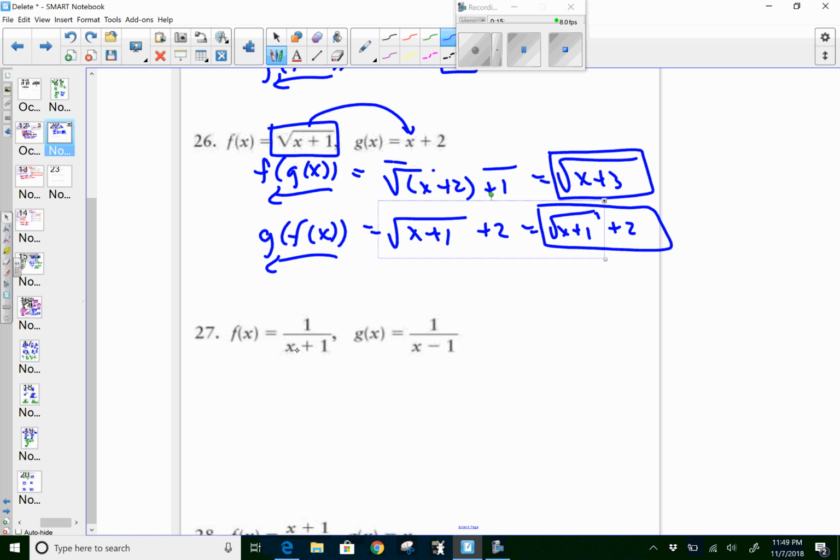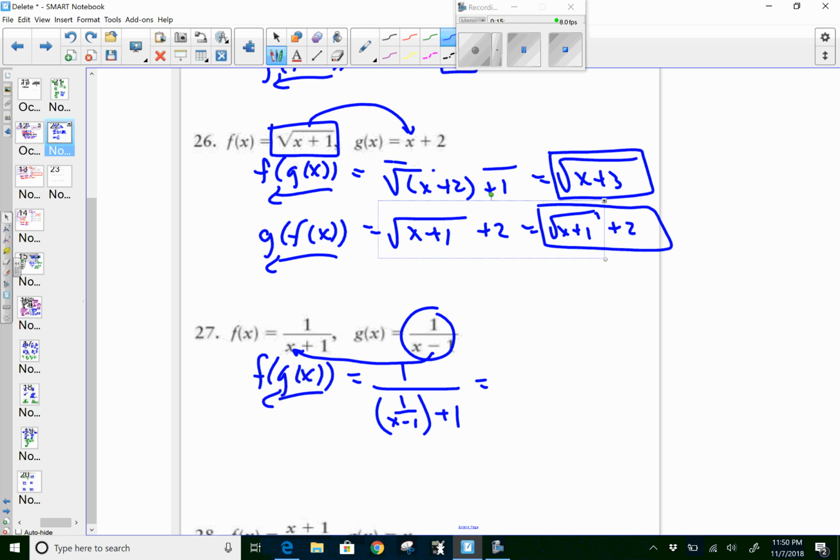All right, here. So I'm doing f of g of x first. So I'm taking g of x and plugging it into f. So this is going to equal 1 over, my new x is going to be all of this. So it's going to be 1 over x minus 1, and then I'm going to add 1 to that.